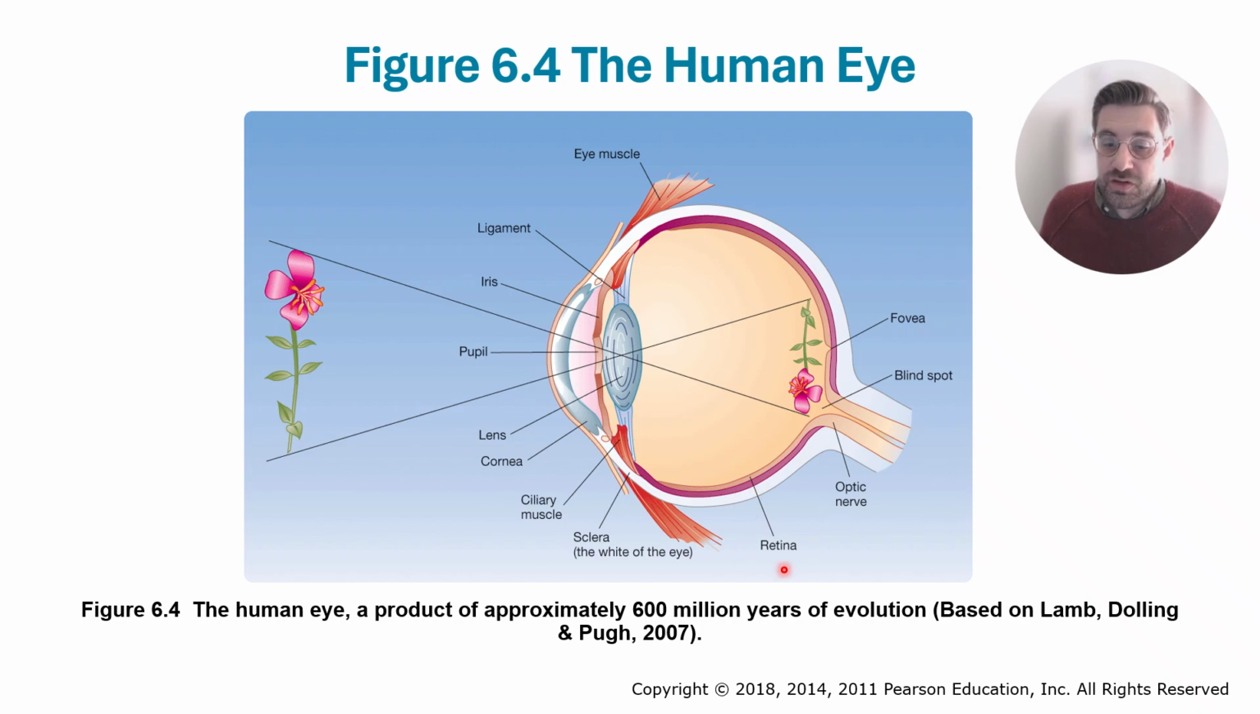This area here is called the retina. So it's going to come down here. It's actually going to be upside down at the retina at the back of the eye. And we'll talk about how that works specifically, what's going on at the center of the eye called the fovea, and the existence of something called the blind spot. We'll talk about that in the next video.